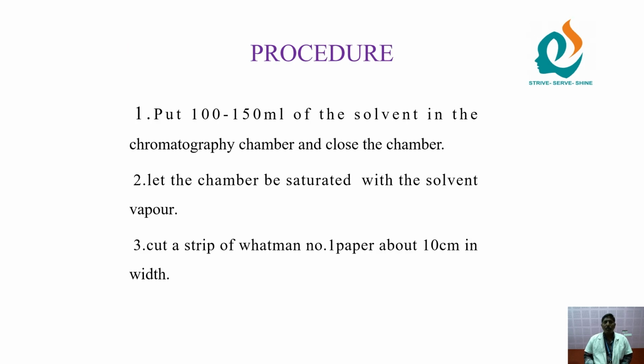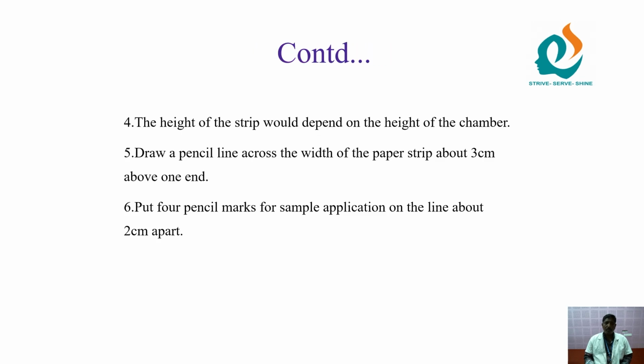Next we move to the procedure. First, put 100 to 150 ml of solvent in the chromatographic chamber and close the chamber. Let the chamber be saturated with the solvent vapor. Next, cut a strip of Whatman filter paper number 1 about 10 cm in width. The height of the strip would depend upon the height of the chamber.